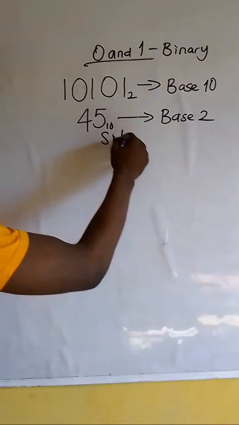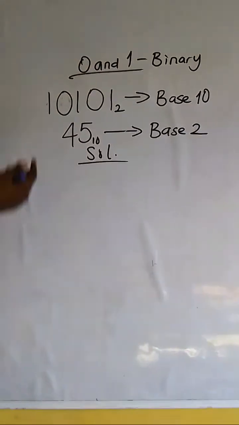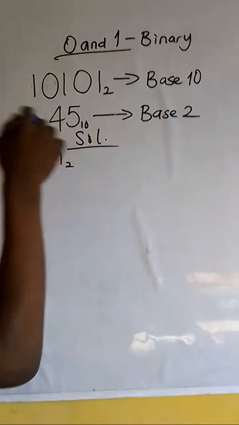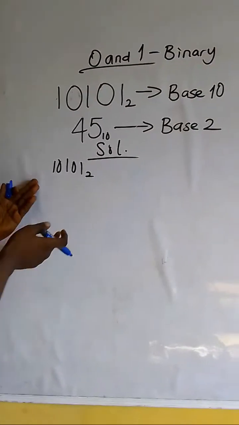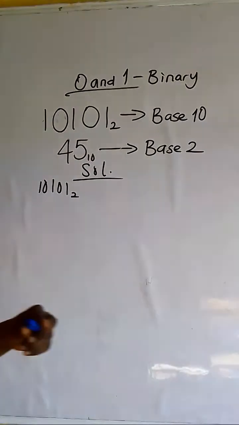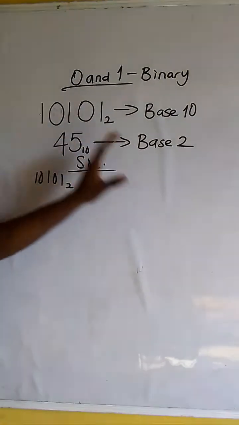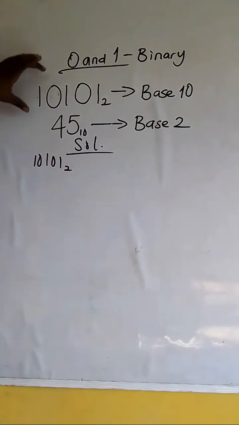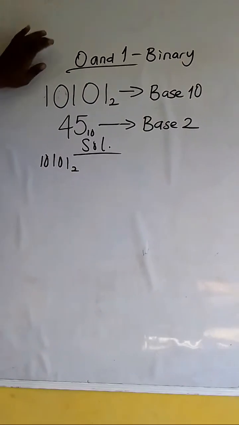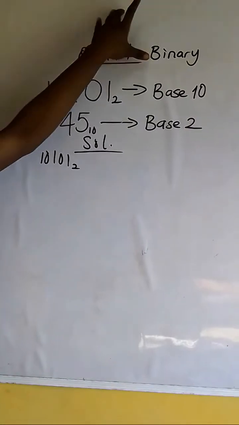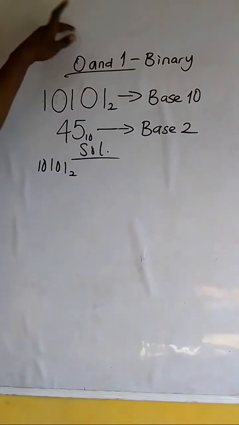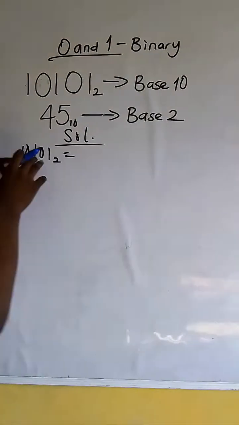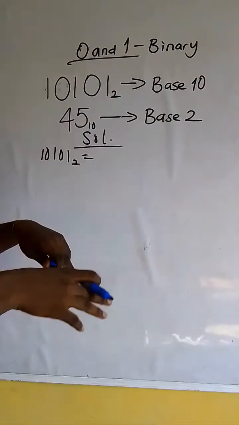So if we are to solve something like this, just imagine this question, for example, 10101 in base 2. How do we convert this to a number in base 10? As I said earlier, your numbers in base 10 are just like your ordinary numbers, while your numbers in base 2 consist of only 0 and 1. You can't see anything else. So how do we change a number in base 2 to base 10?